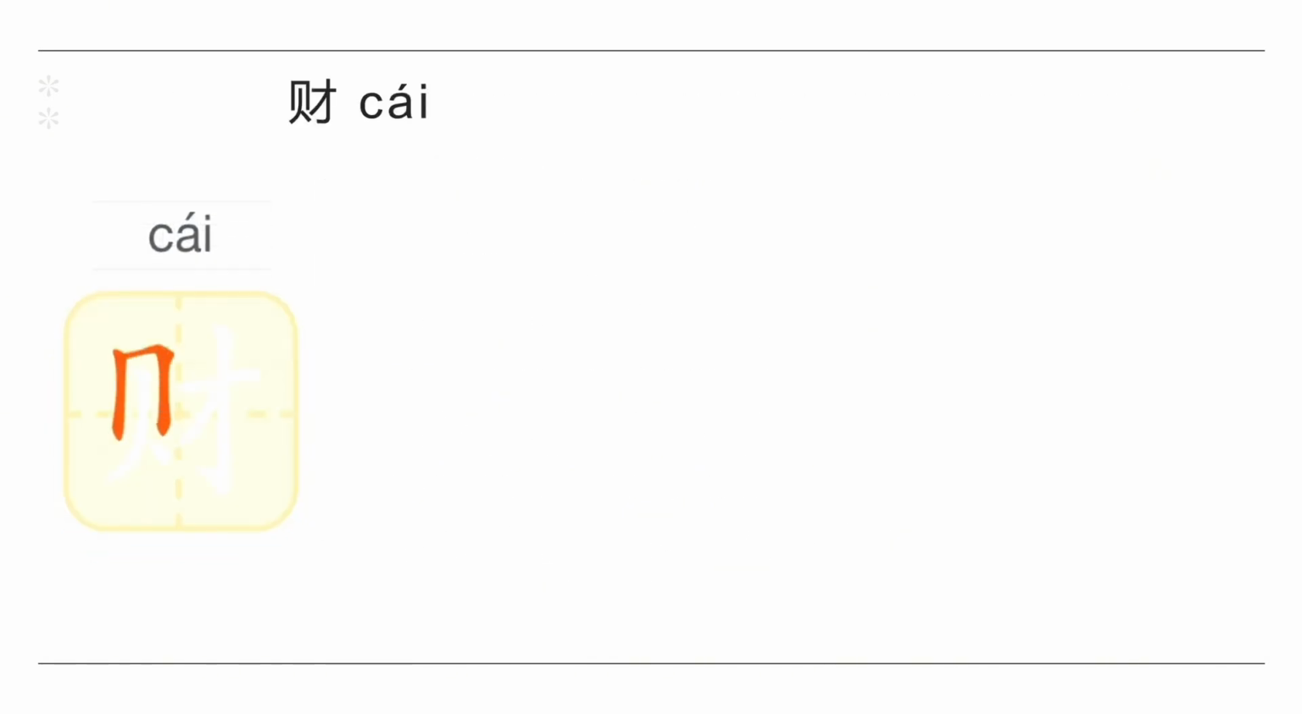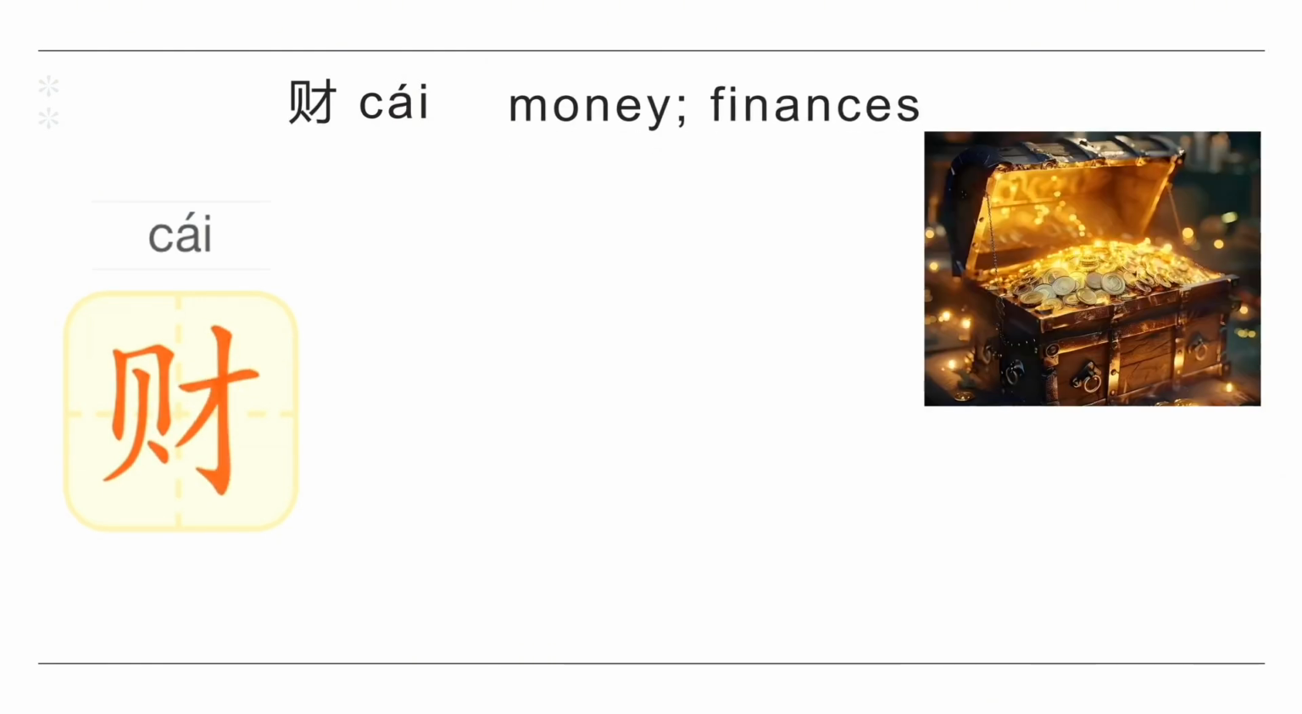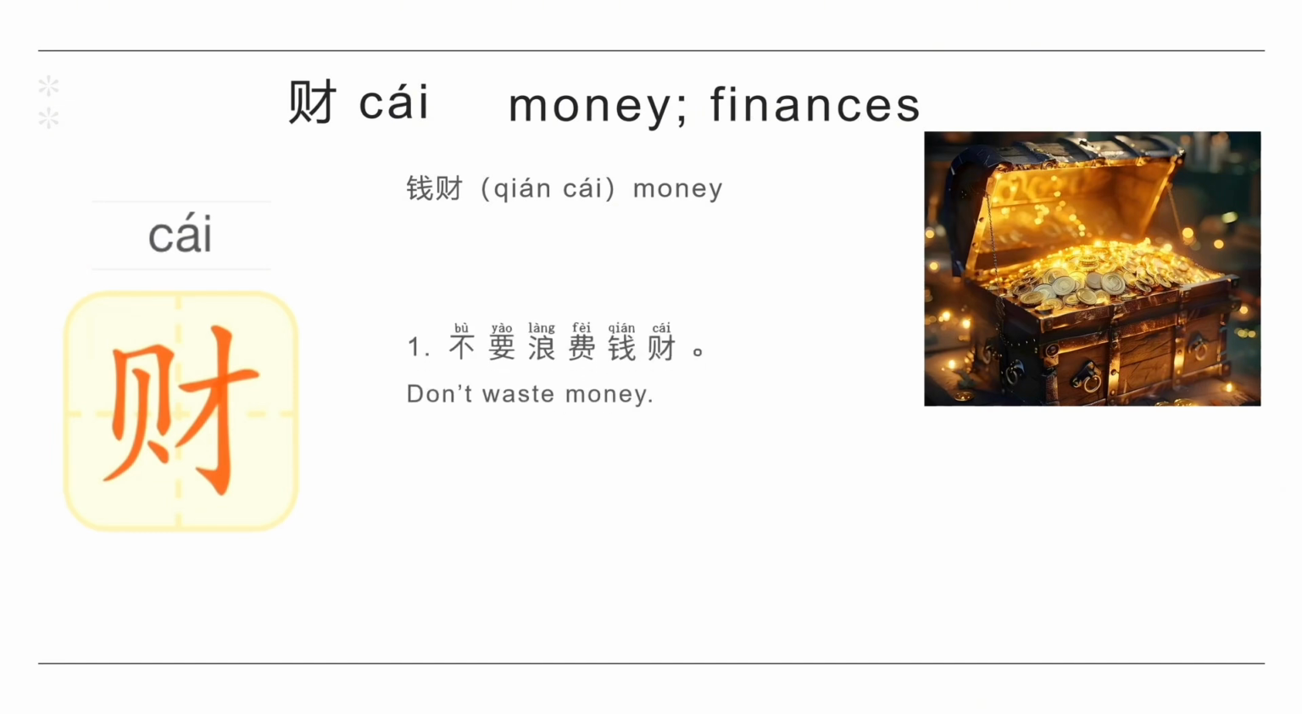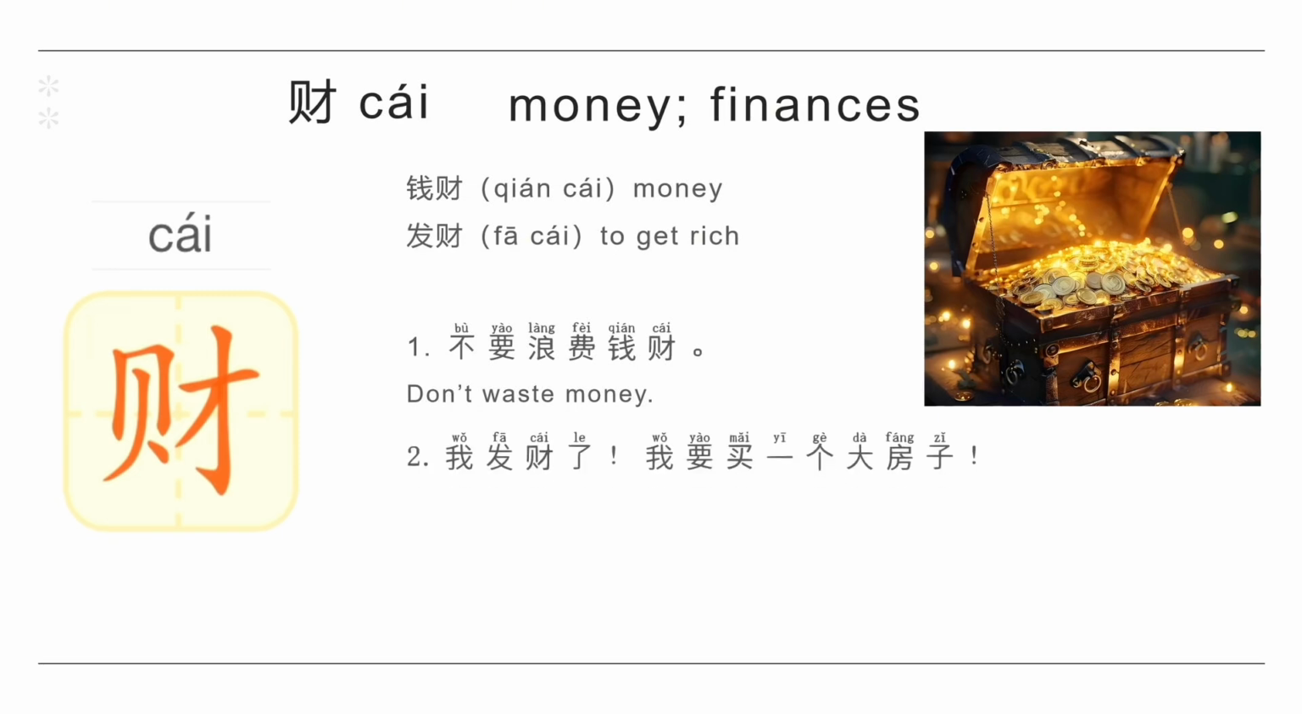This character is 财, second tone, 财. It means money, but it is usually used in words rather than by itself. For example, 钱财 is a 2-syllable way to say money. 不要浪费钱财。Don't waste money. 钱财. 发财 to get rich.